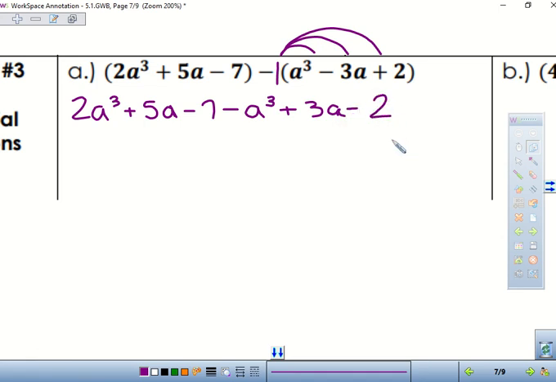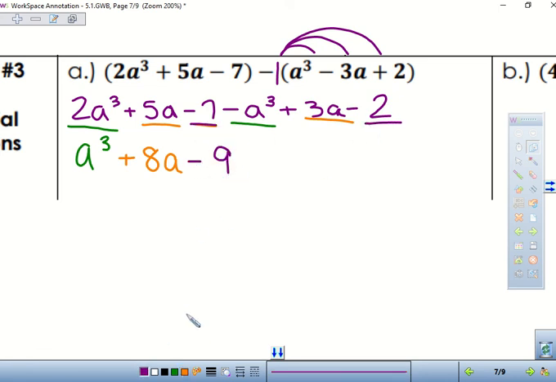And now I'm at the point where I can start combining like terms. So 2a to the third minus a to the third is going to be just regular a to the third. And then we have 5a plus 3a, which is 8a. And then finally we have negative 7 minus 2, which is negative 9. So that's our final answer. Make sure you're familiar with how to do those steps. I know you've seen this all before. This is a review, right?